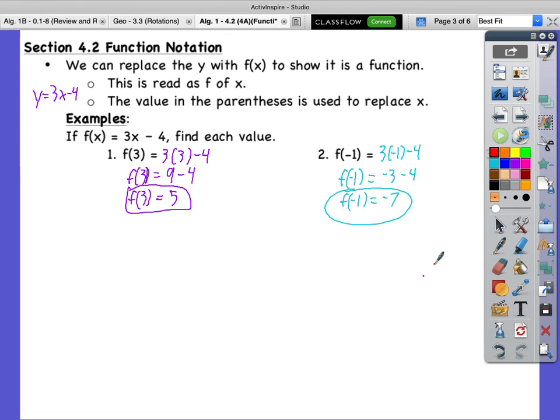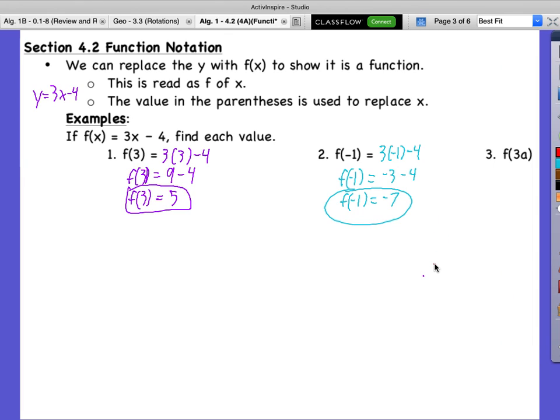Alright. We're going to do number 3 now. f of 3a. So for f of 3a, we're going to plug this in for x. So 3 times 3a minus 4. You just take literally whatever's there and plug it in.